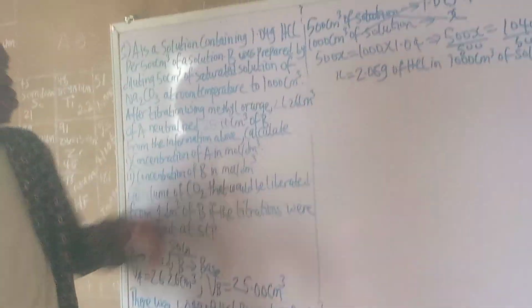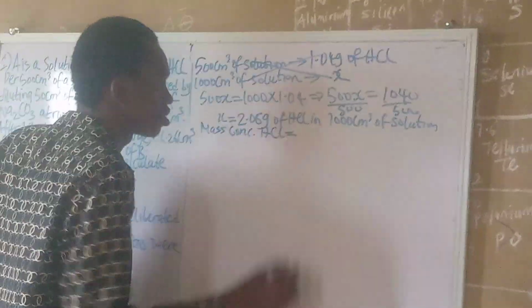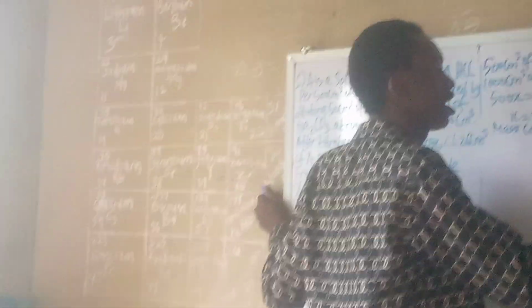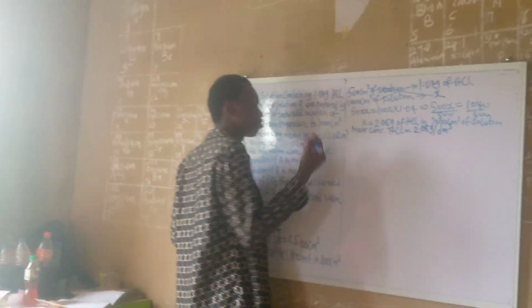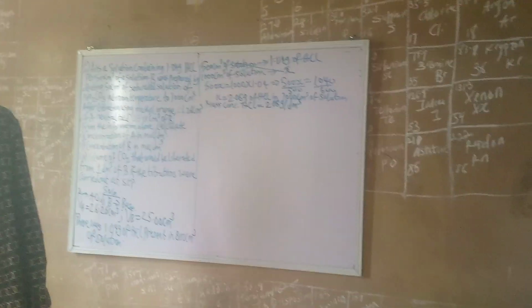So this is the amount of HCl we have in 1000 cm³ of solution. This is the mass concentration. So the mass concentration of HCl is 2.08 grams per dm³. Now we have to get the molar concentration.